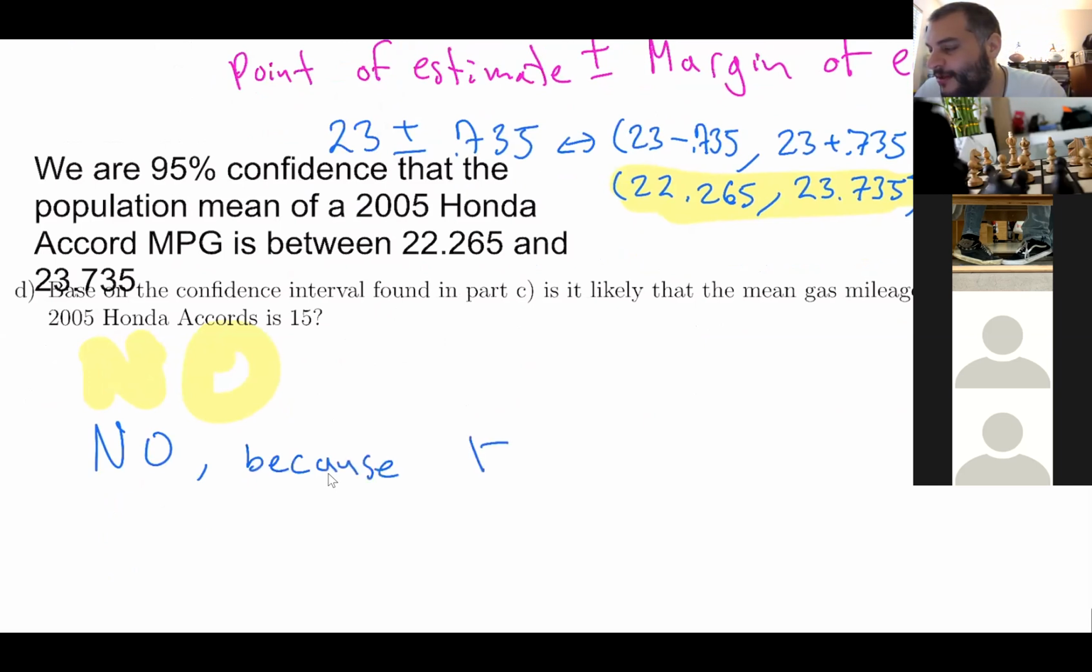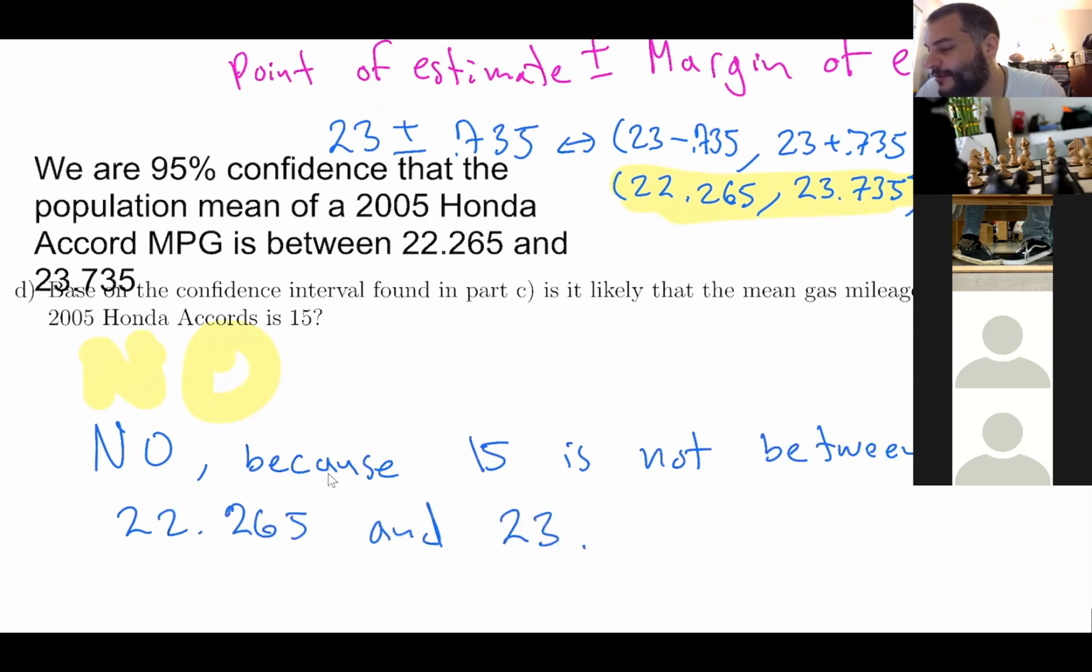15 is not between 22.265 and 23.735. And that's your final answer for part D. Any question in regard to part D?